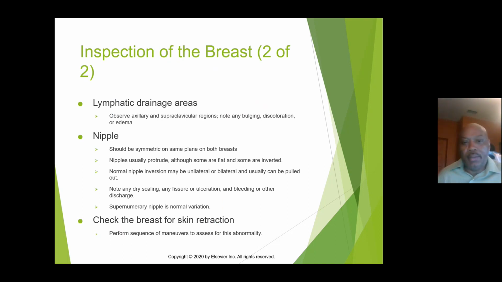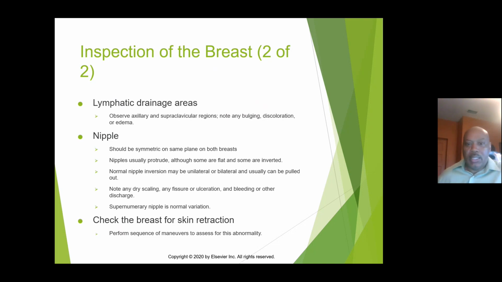We're looking at the lymphatic drainage of the nipple, and also we're checking the breast skin for retraction. All right, and just take a look at that. You can find this information on pages 386 to 387, and you will see the normal as well as abnormal findings. So make sure you're reading both.